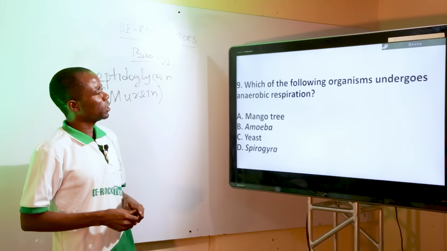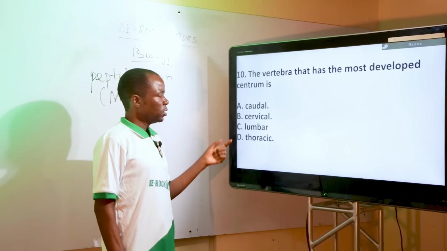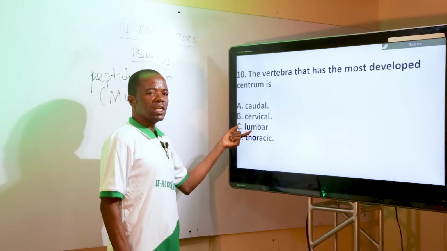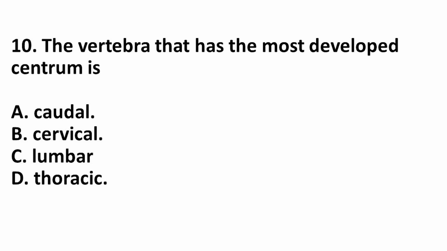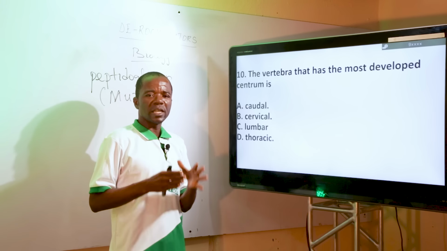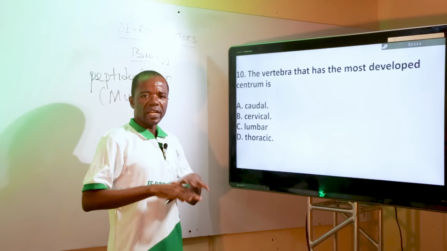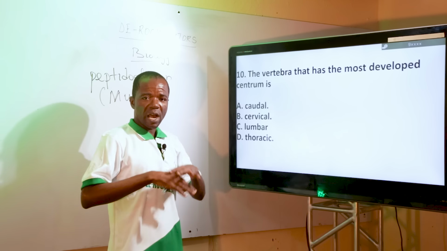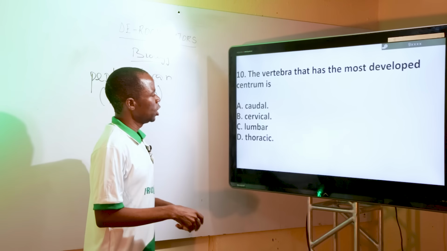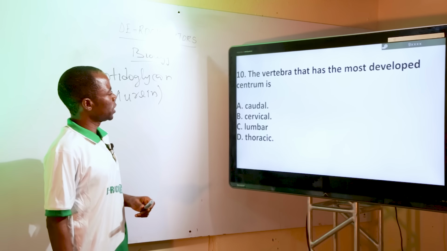Let's take a look at number 10. The vertebra that has the most developed centrum is dash. The correct answer for this one is lumbar. Lumbar vertebra carries the majority of the entire body weight. And because of that, it has a prominent and well-developed centrum, which will provide an attachment for the abdominal muscle to carry majority of the body weight. So the correct answer for this is the lumbar vertebra, option C.